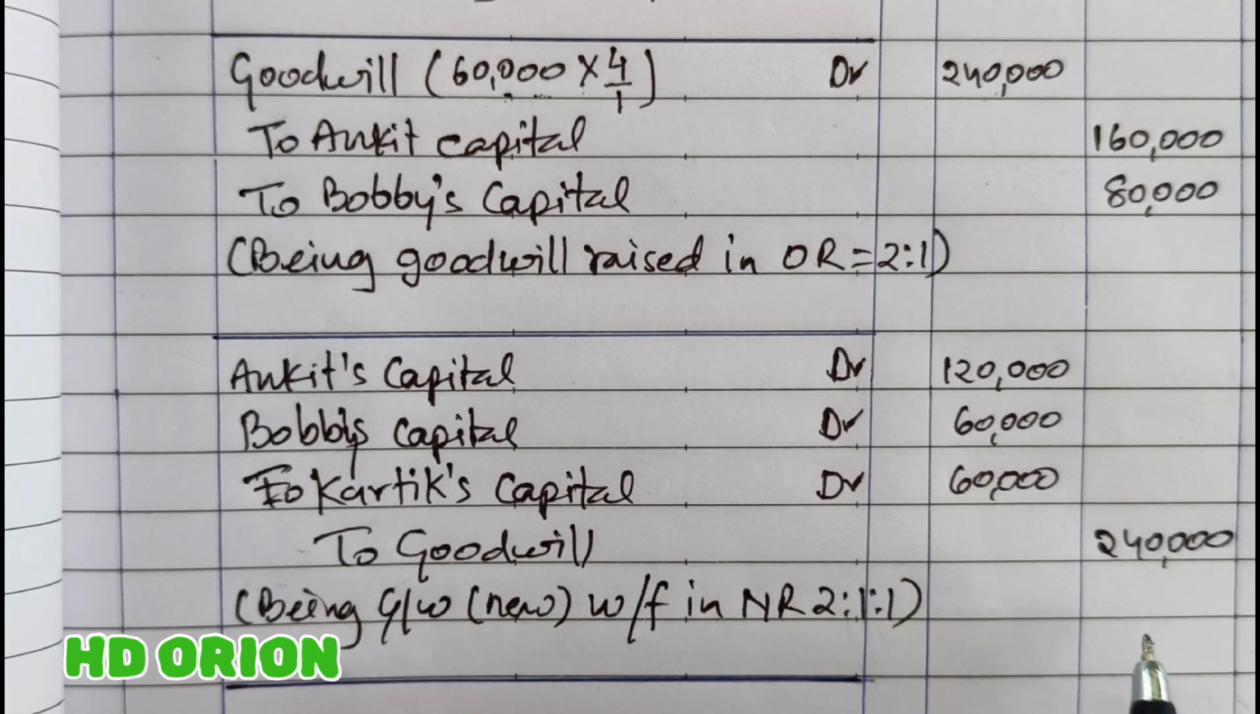So one should remember here, or please understand this, that the new partner's portion of goodwill, 60,000 rupees, is already in this 2,40,000, and the treatment of new partner's goodwill to the sacrificing partners is also done by these two entries. So you need not make any special entry for premium for goodwill.